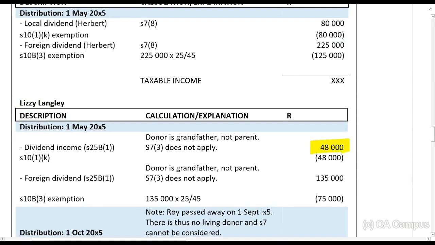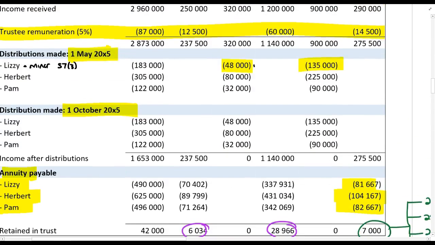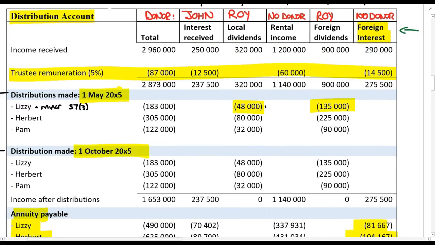There's the 48 dividend. It is exempt in terms of section 10(1)(k). Remember conduit pipe. There's the 135,000 rands foreign dividend. It is exempt in terms of section 10B. So those amounts, guys, for Lizzie, done.